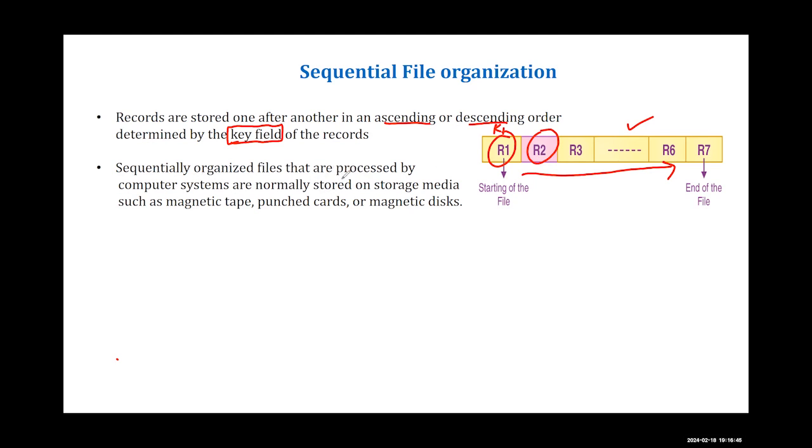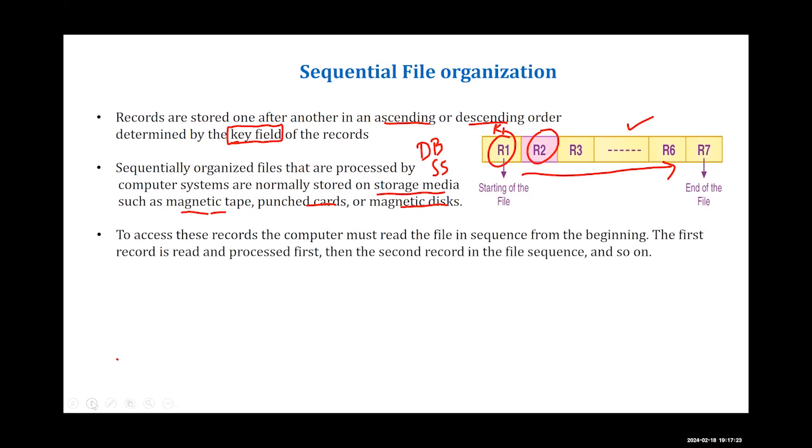Sequentially organized files that are processed by computer systems are normally stored on a storage media such as magnetic tape, punched cards, or magnetic disks. As I told you before, this file organization is basically about how a database is stored in the secondary storage. These magnetic tapes, punched cards, and magnetic disks are our secondary storage. So to access these records, the computer must read the file in sequence from the beginning. The first record is read and processed first, then the second record in the file, and so on.